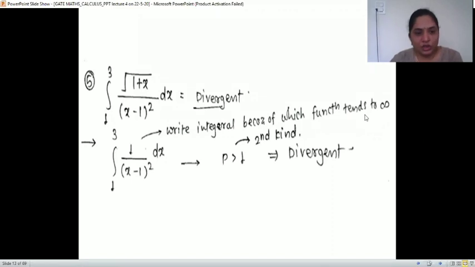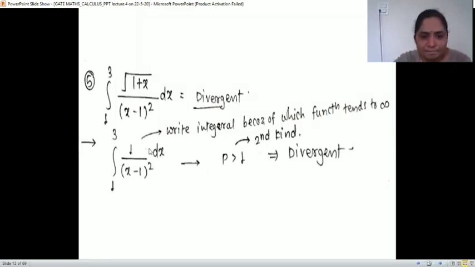Integration 1 to 3 of root 1 plus x upon (x minus 1) square dx. Is it convergent or divergent? I have written answers already. So these are your questions. Convergent, divergent, cannot say. Such things are in your options. So next we'll check it.